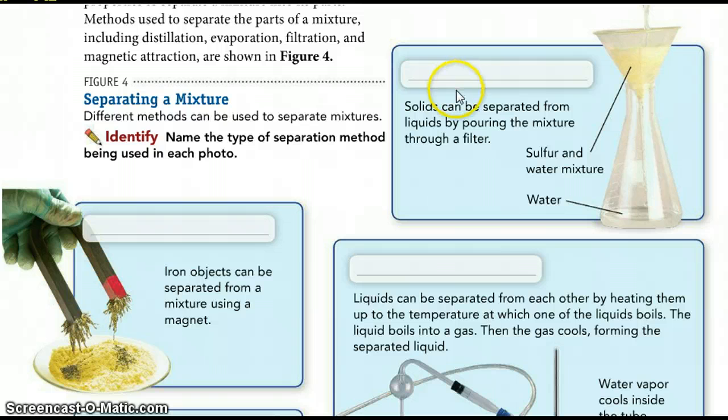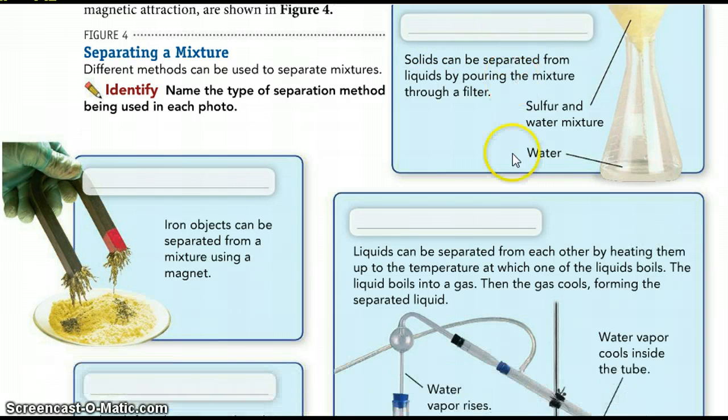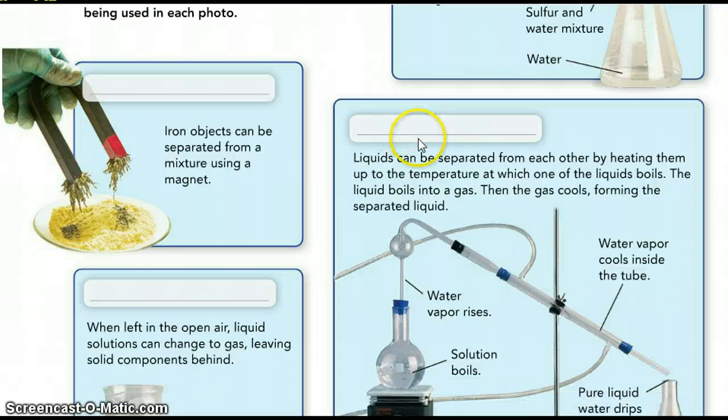So these are some different ways that you can separate here: using magnetism. Here you've got filtration, or a filter. You can distill it, or distillation. And here is evaporation.